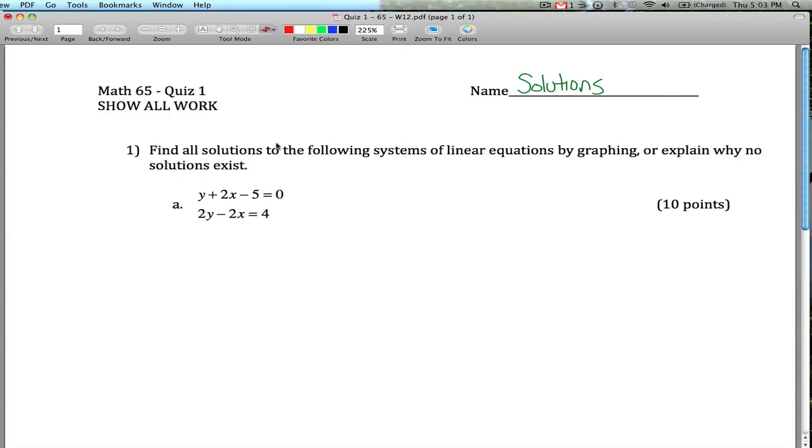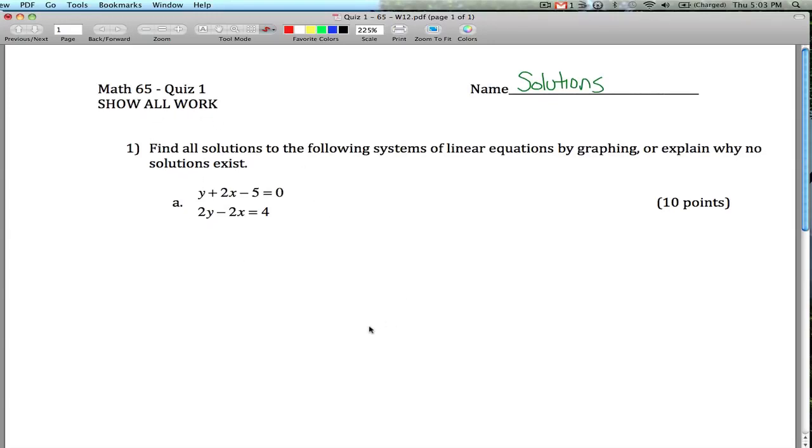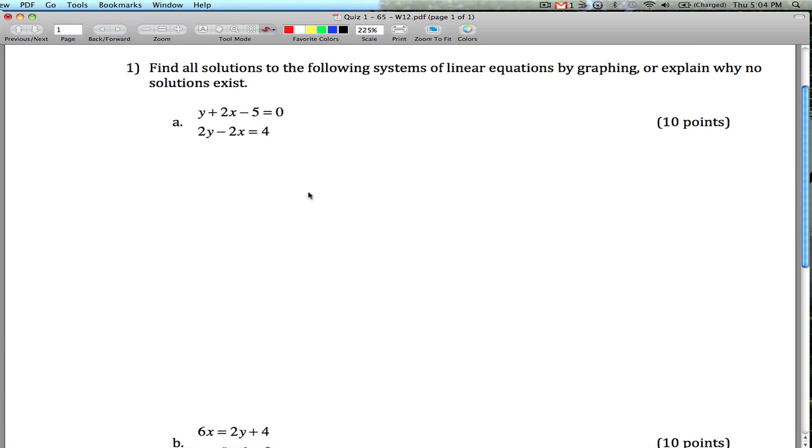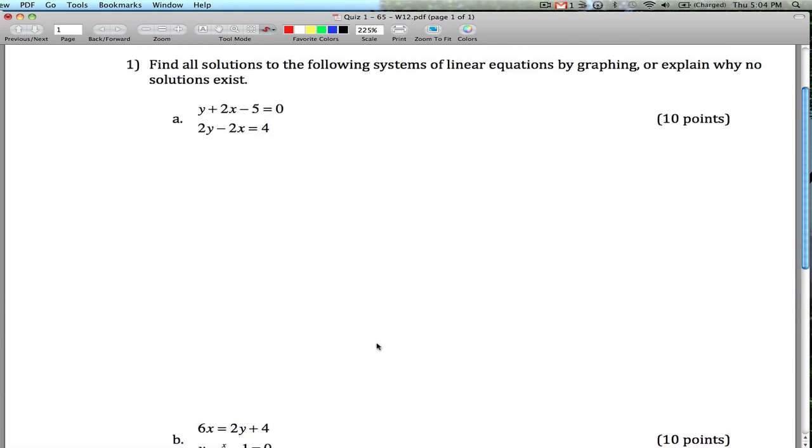Solutions to Math 65 Quiz 1. All right, let's see. We got two questions. The first one, find all solutions to this. No, we got one question. Look at that. Part A and Part B.